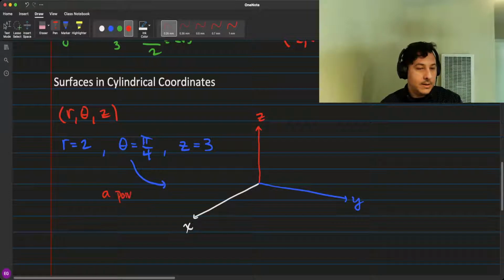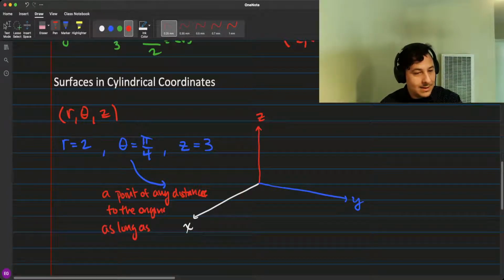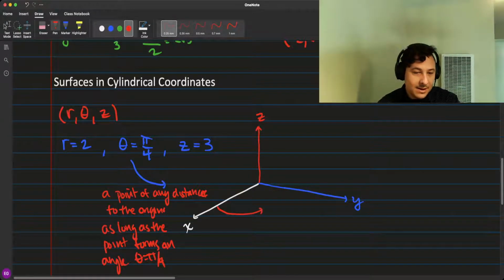So a point of any distance to the origin, as long as that point forms an angle of theta equals pi over 4 with the x-axis. So I look at my x-axis, and then what I'm going to do is rotate theta equals pi over 4.